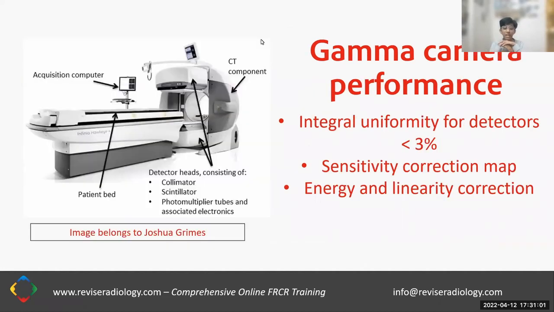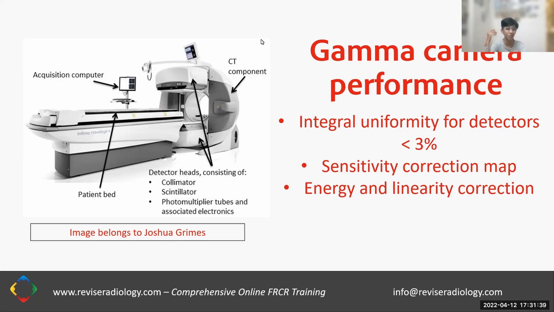Okay, it's also very important that the camera head is uniform. The variation in the uniformity of the detectors in the camera head must be less than 3%. You also need to apply quality control measures such as using sensitivity correction maps and energy and linearity corrections. We'll go into more detail about these, not in today's session, but in later sessions. So we can take a chance to look at this image on the left-hand side here, just to get a picture of what the setup is.